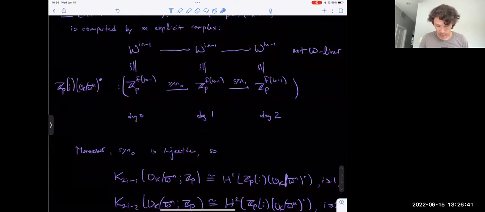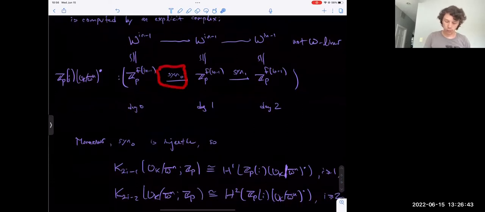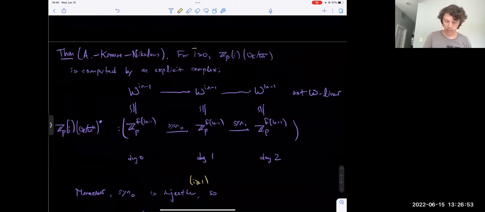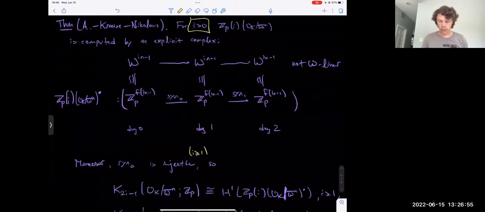So this first one is always injective for weight. Maybe I need to say weight I at least 1 here. Oh yeah, I said that up here. Yeah, right, I more than 0.